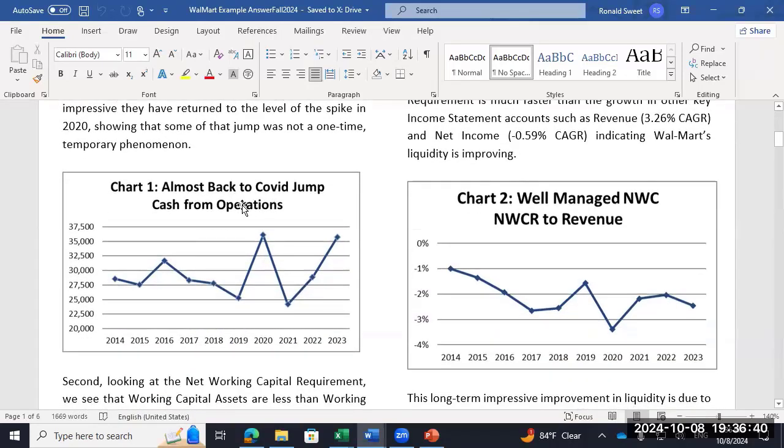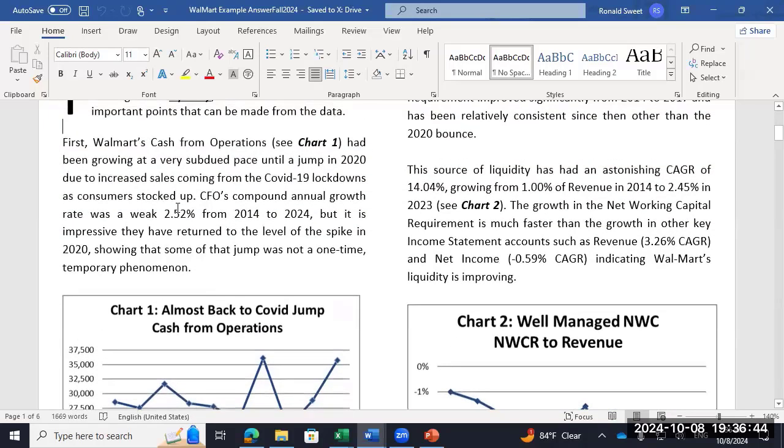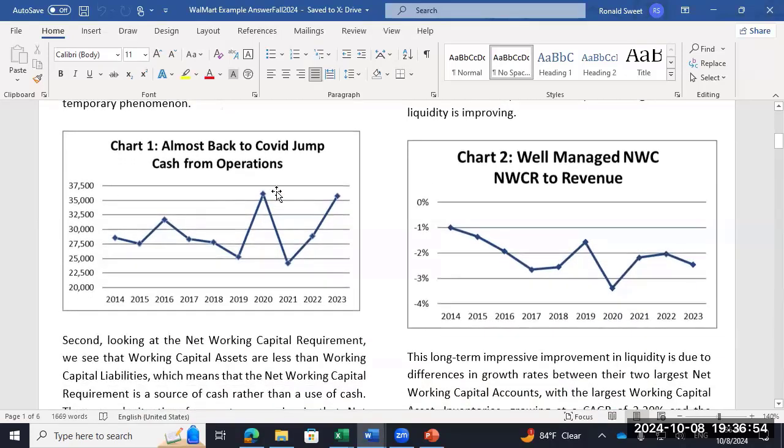Now, I probably should have put dollars in millions. I didn't do that here. This is in millions. That's 37 billion. So that's an error. So CFO's compound annual growth rate was a weak 2.25%, but it is impressive they've returned to levels from 2020. You expect 2020 to spike for Walmart because of COVID. You expect them to come back down, but you don't expect them to come back up. So that's extremely impressive that they jump back up like that.